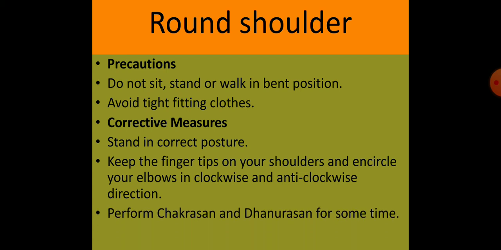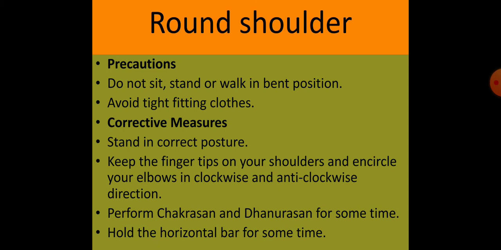Perform Chakrasan and Dhanurasan for some time. All these exercises we can perform here, in which we are pulling the shoulders backward because shoulders are dropped forward. So we are pulling the shoulders backward for curing this round shoulder problem. Every exercise can be performed in which we are pulling our shoulders back. We can see certain exercises here.